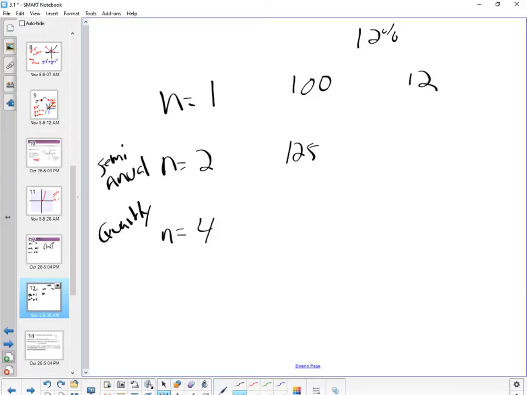So I'm going to start with 100. At the first quarter, I'm going to be at 112. At the second quarter, I'm going to be at 125. At the third quarter, so what's 125 times 1.12?